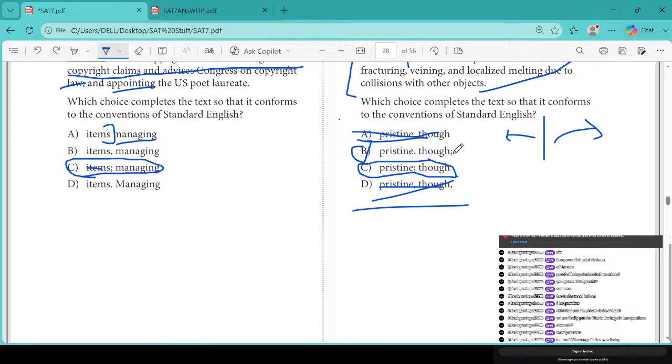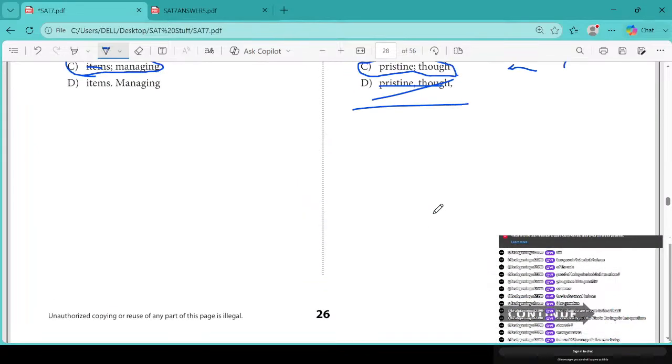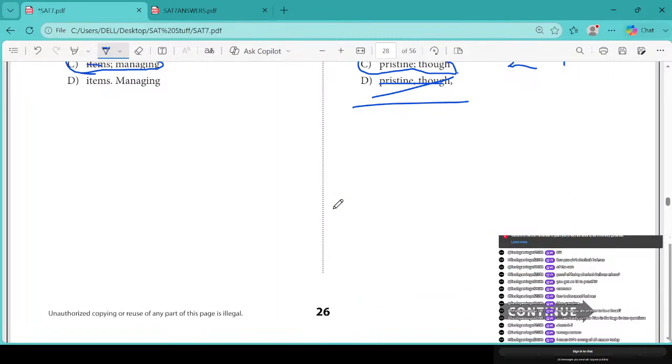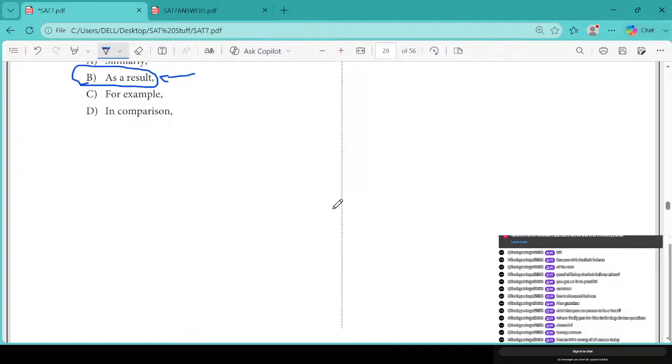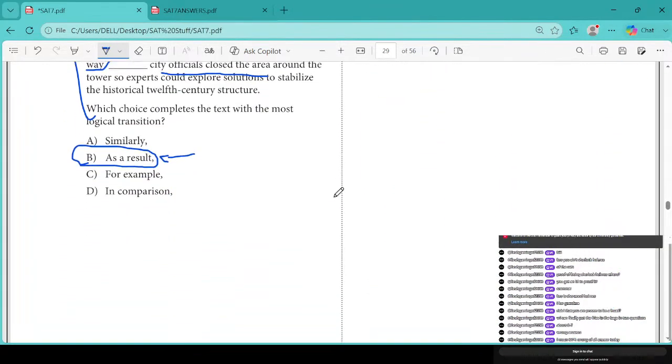We're stuck between B and C. If though is on the right side, it would have been C, but it's actually on the left side. And that's what I'm trying to clarify here, because you want it closer to this sentence. It makes sense on the right side also. It's just very awkward.